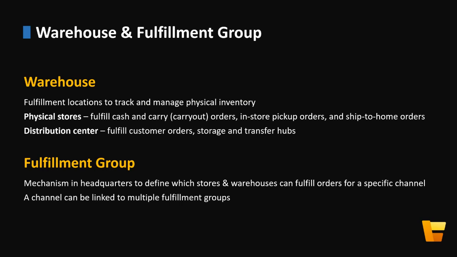locations. Now, there are generally 2 types of fulfillment locations. One is physical store, which is typically configured with its own unique warehouse in headquarters and used to fulfill cash and carry transactions and in-store pickup orders. For some retailers, the store inventory might also be used to fulfill ship-to-home orders. And the other fulfillment location is distribution center, which is primarily used to fulfill customer orders, and as well as used as the storage and the transfer hubs for holding and redistributing inventory to individual stores as needed.